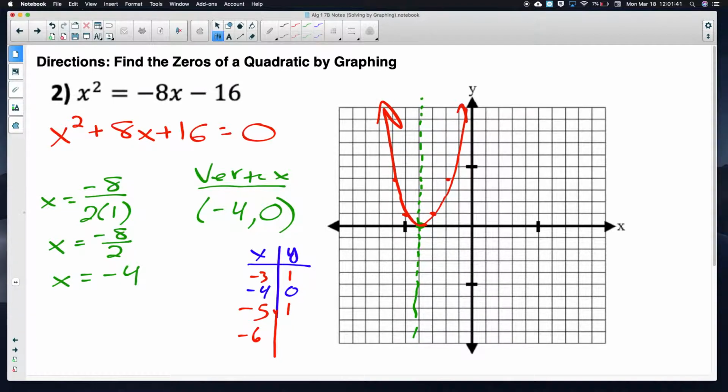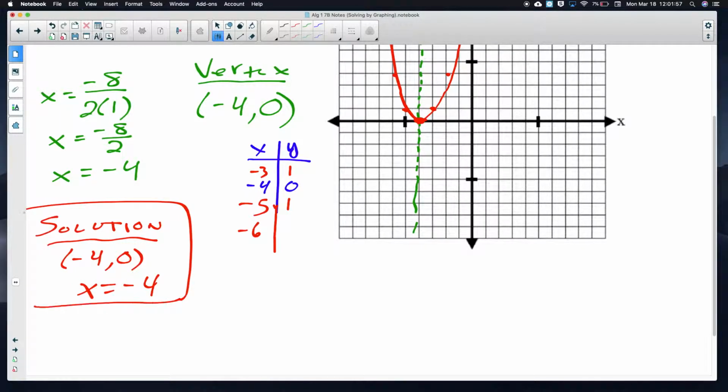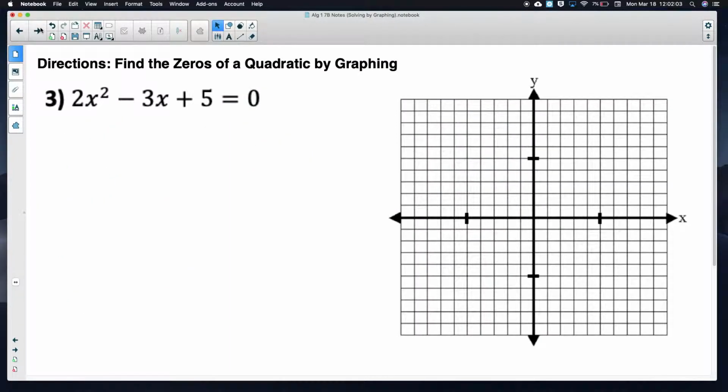How many times does it cross the x-axis? Only touches it once. So this is one of those things called a double root. So my solution is going to be (-4, 0). Also, we could just say x equals negative 4. So that's our solution. We're just looking at the x-intercepts. Let's look at the next one.